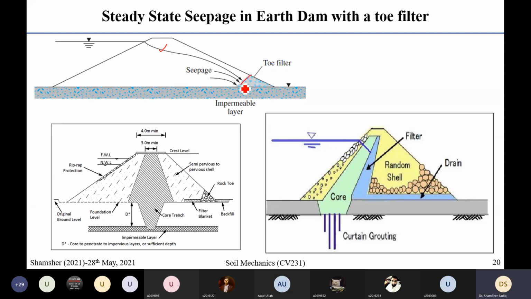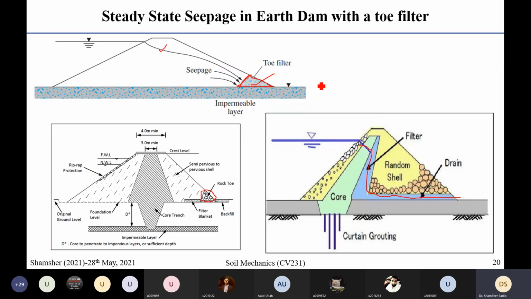Now this is the toe filter of some granular material in a dam which has been constructed. This is one of the examples. So this is another example in which this is the toe filter. Okay, in this example this is known as the chimney type filter. So you can see how the water can be collected and washed out over here, and there will be no seepage stresses.